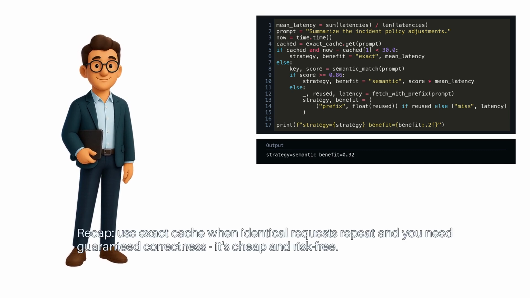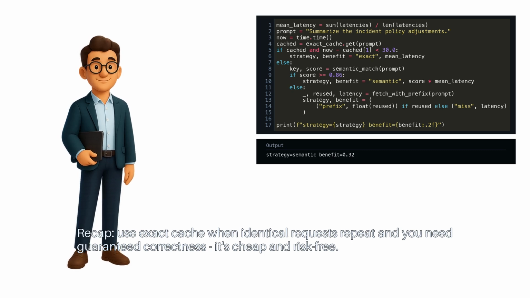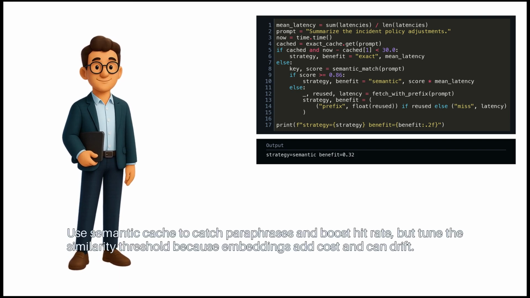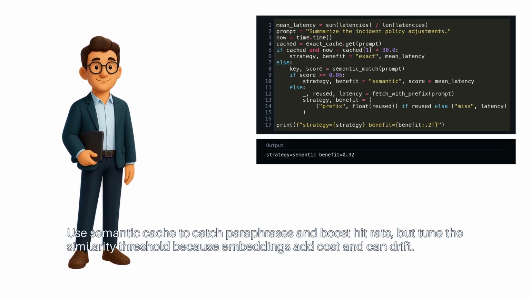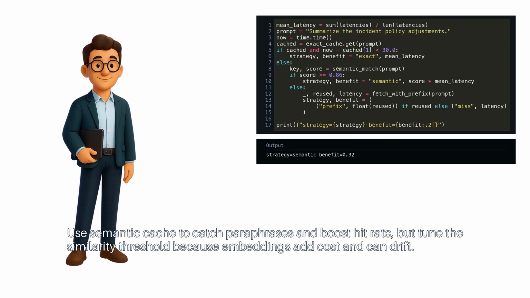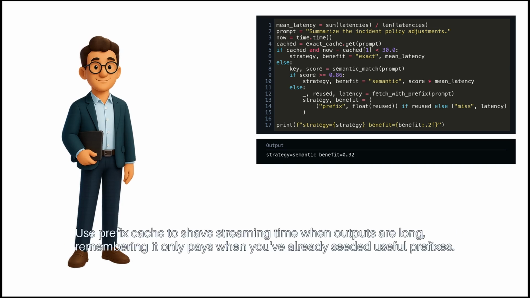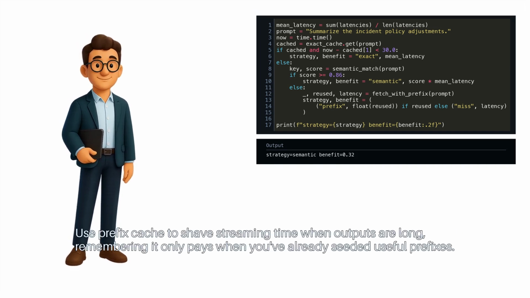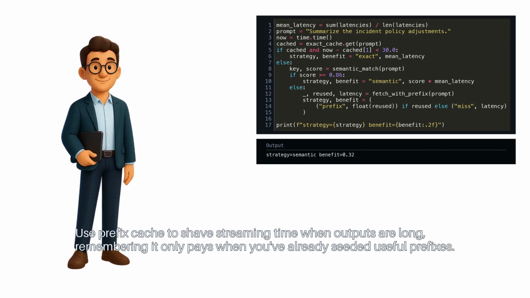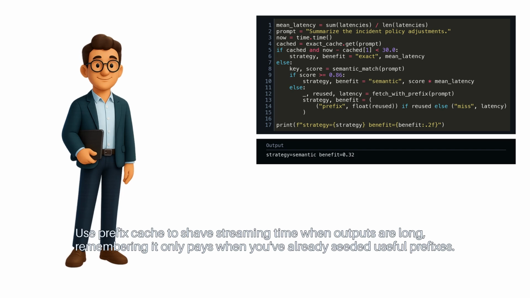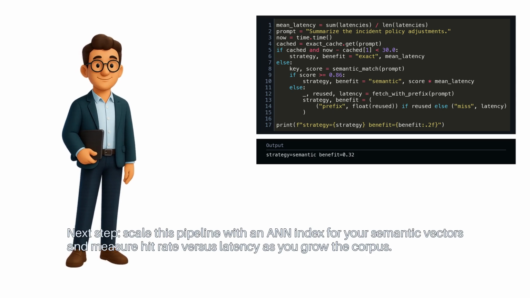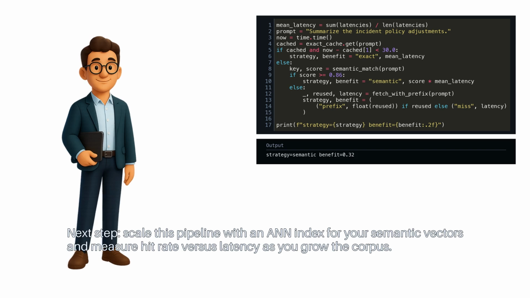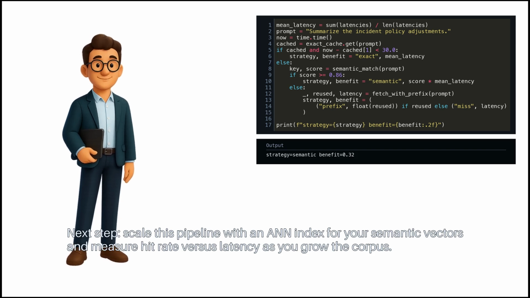Recap: use exact cache when identical requests repeat and you need guaranteed correctness. It's cheap and risk-free. Use semantic cache to catch paraphrases and boost hit rate. But tune the similarity threshold because embeddings add costs and can drift. Use prefix cache to shave streaming time when outputs are long, remembering it only pays when you've already seeded useful prefixes. Next step, scale this pipeline with an ANN index for your semantic vectors and measure hit rate versus latency as you grow the corpus.